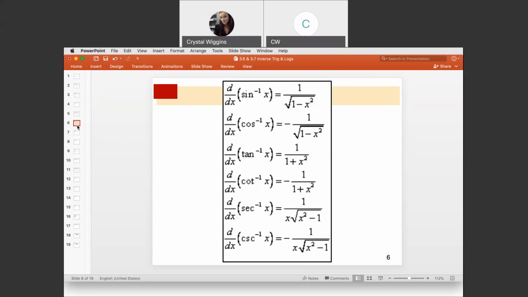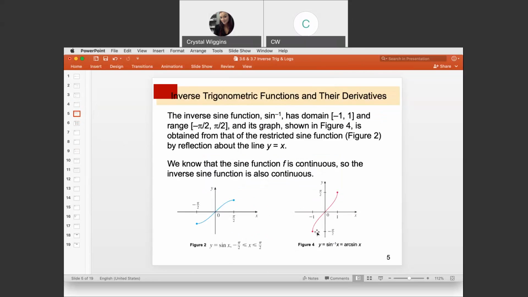Now, when it comes to, oh, and here's the graphs that I was talking about. Once we restrict, notice that it just mirrors, but if we did not restrict the domain, then it would continue to be that repetition curve and therefore not passing the vertical line test, and it wouldn't be a function.